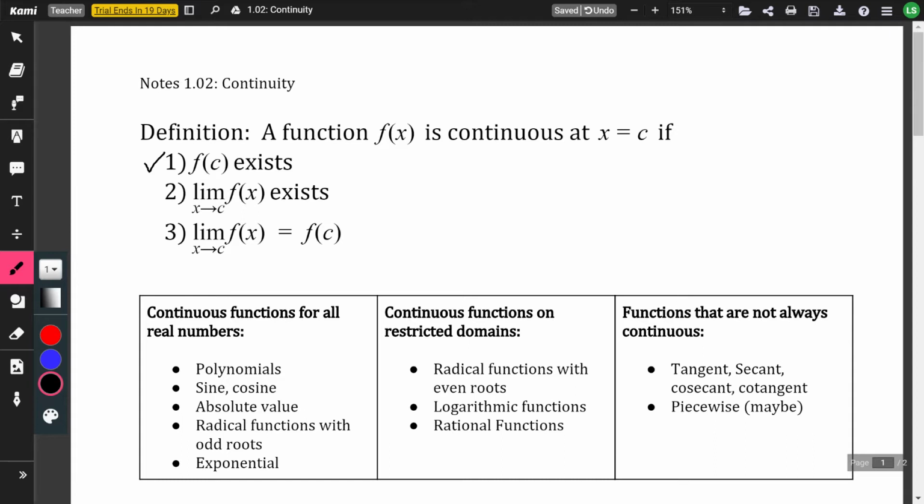We have to ensure that the limit as x approaches c of f of x exists, meaning the function on the left-hand and the right-hand sides are both approaching the value at x equals c. And the last thing is that the limit and the value of the point need to match up. They need to be the same thing. So an illustration of something that would be considered continuous at x equals c would have a point f of c, it would have a limit, and the limit would match the value of that point.